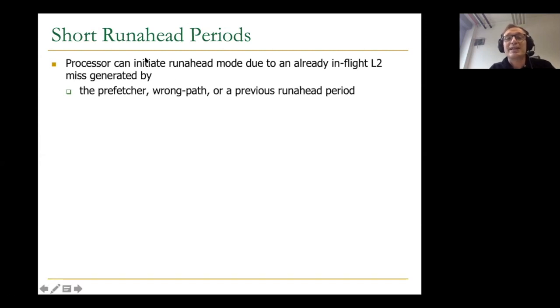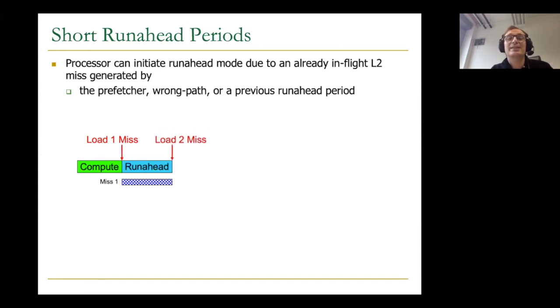So basically, short Runahead periods are Runahead periods where you're in Runahead mode for a very short time, usually due to an already in-flight L2 miss generated by the prefetcher, wrong path, or a previous Runahead period. So it looks like this. You get a long latency cache miss.